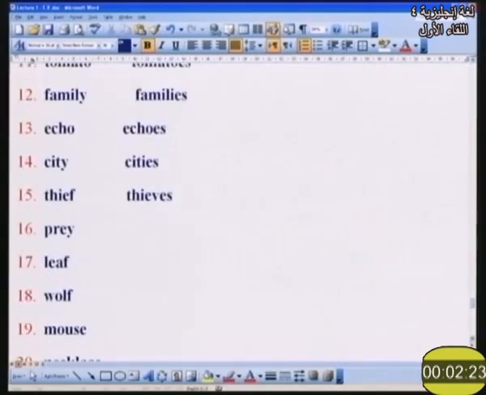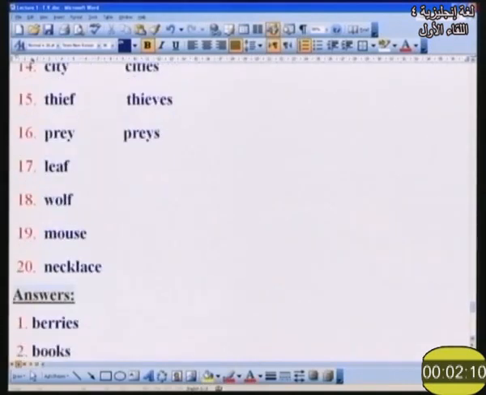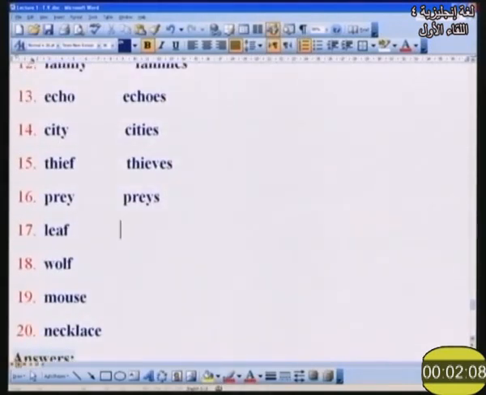Thieves. Okay. Pray. Pray يعني فريسة. It ends with a Y. Before the Y we have a vowel. Then what we have to do is to add an S. Leaf اللي هي ورقة شجر. The plural: we change the F to V and then add ES. The same happens with wolf اللي هو الذئب. We have an F, then we change it into V and then add ES.